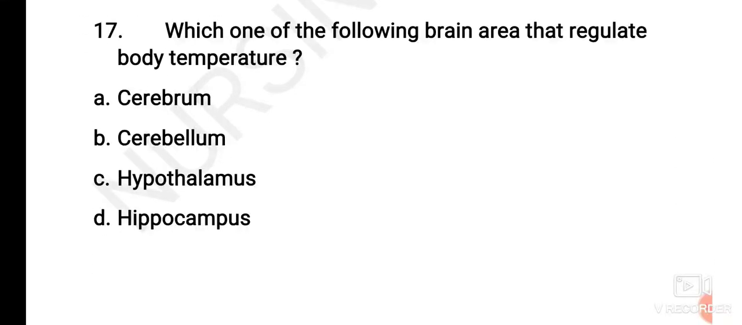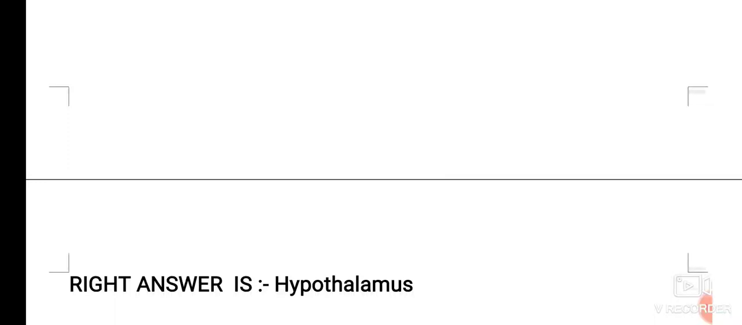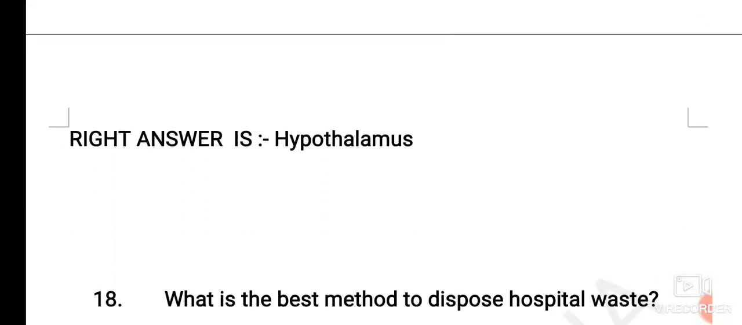Which one of the following brain area that regulate body temperature? Cerebrum, cerebellum, hypothalamus, or hippocampus? So, the correct answer, the area of the brain that regulate the body temperature is hypothalamus. Next question.